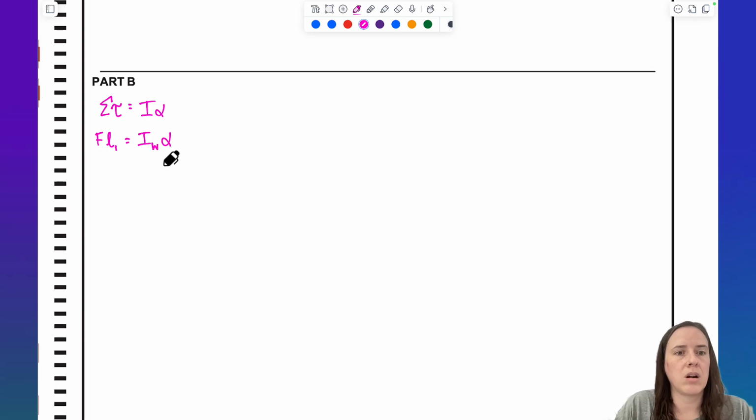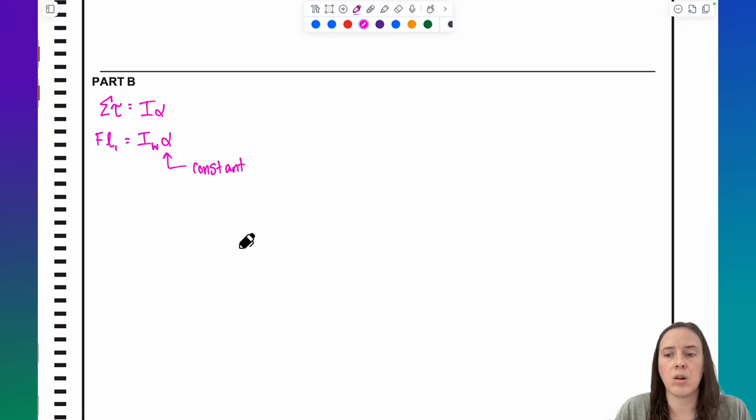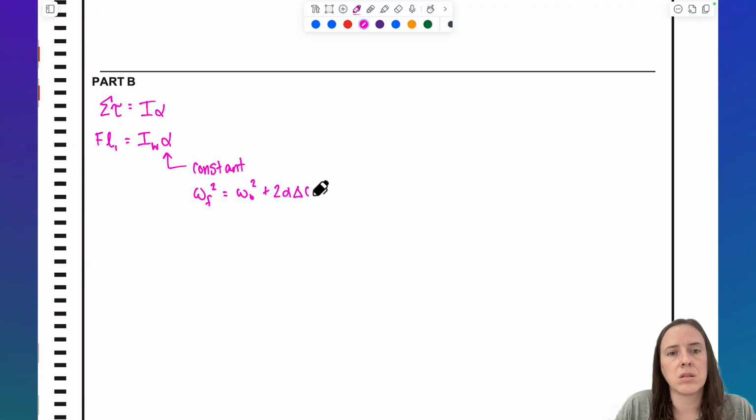Now we need to talk about what alpha is. Since we have a constant torque and a constant moment of inertia, our angular acceleration is going to be constant, which means we can use our constant acceleration equations. We don't care about time, so we're going to use the time-free one, which is omega final squared equals omega initial squared plus 2 alpha delta x, or delta theta, since we're talking about angles.